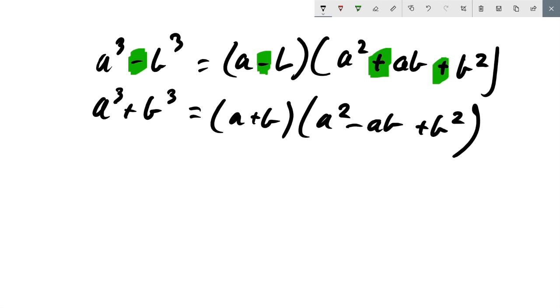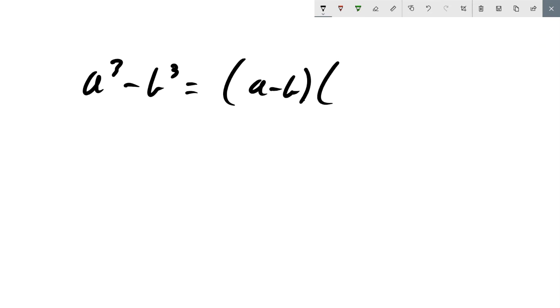So let's actually use it. A cubed minus b cubed is equal to same, a minus b, times a squared, opposite, so it's positive ab, and it's always positive, SOAP. So that can help you just make sure that you've got the right signs.